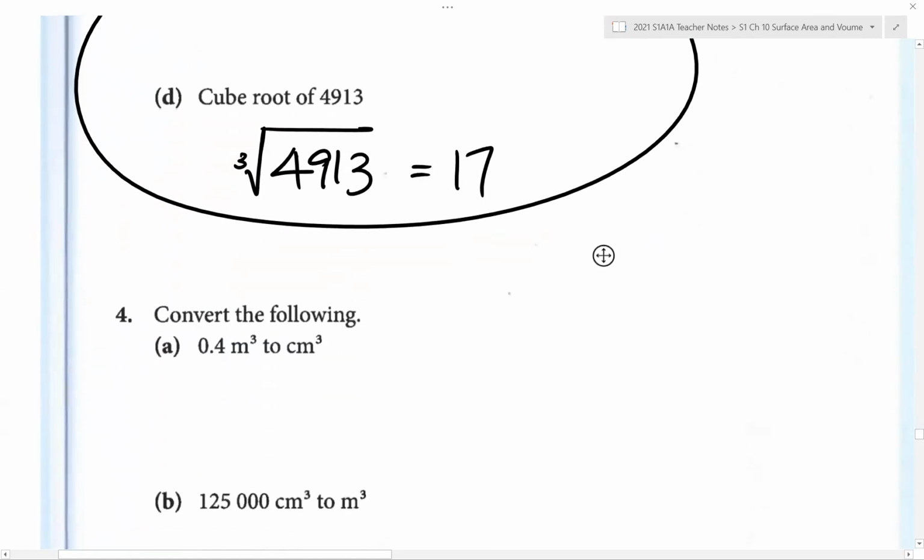Okay, now convert the following. 0.4 cubic meters to cubic centimeters. How do you get 40? How do you get 40?